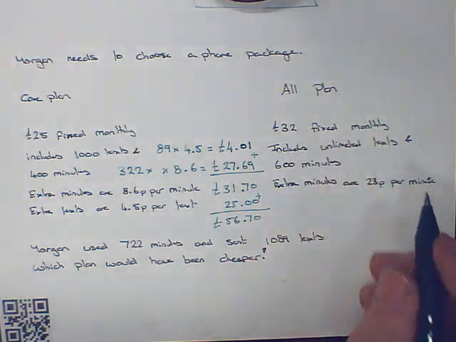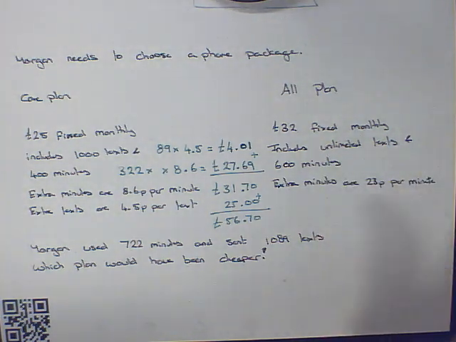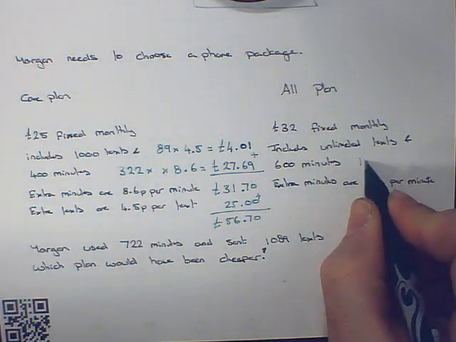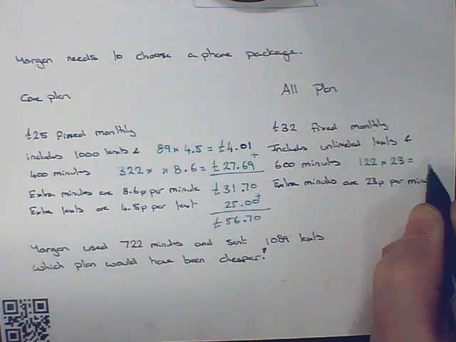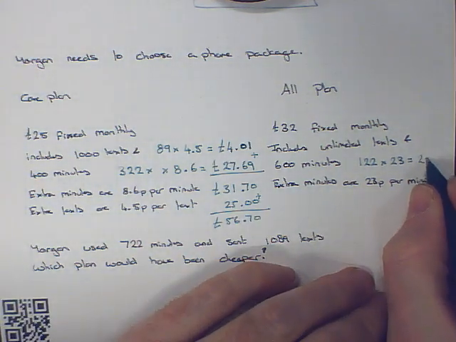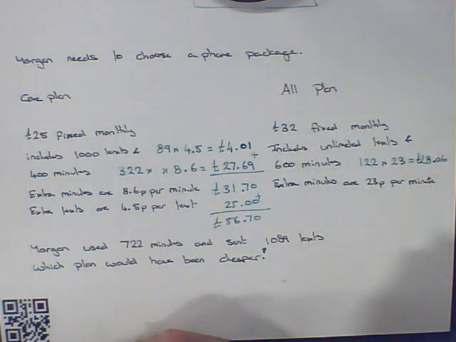Now, if he'd used the all plan, he's going to have a £32 monthly cost. It includes unlimited text, so he didn't pay any extra money for the texts. And he only used 122 extra minutes. Now, the 122 extra minutes came at a cost of 23p each. So 122 multiplied by 23, which is £28.06. 2,806 pennies.